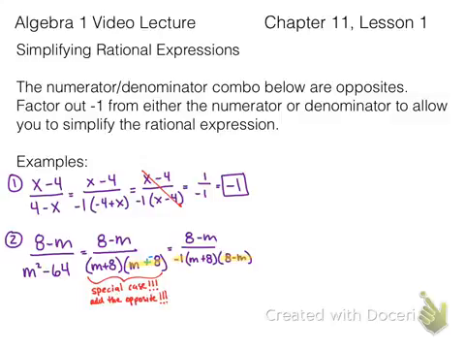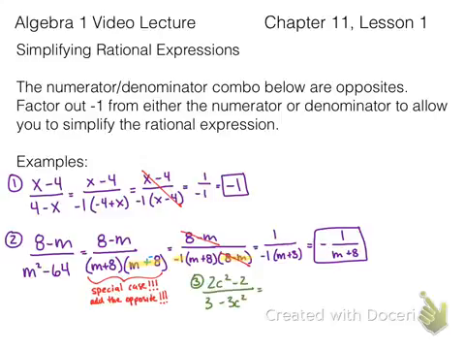I can cancel those things out right there, and I'm left with my answer, which is 1 over negative 1 times m plus 8, which is just negative 1 over m plus 8. Okay, so this step might confuse you guys a little bit, but just go through it slow. Remember adding the opposite, remember factoring and all of those other steps, and just go through it slow.